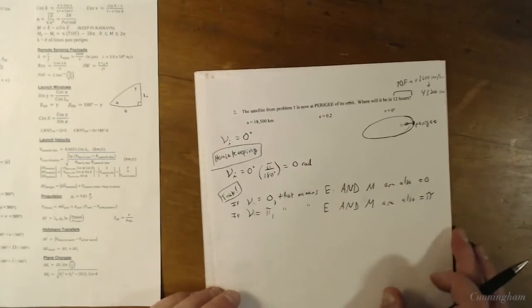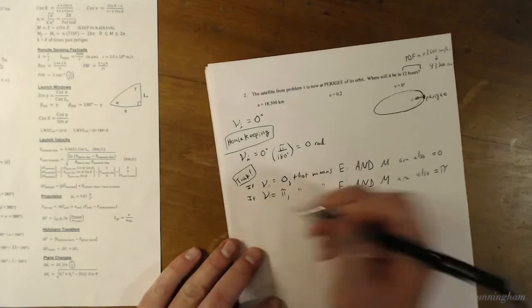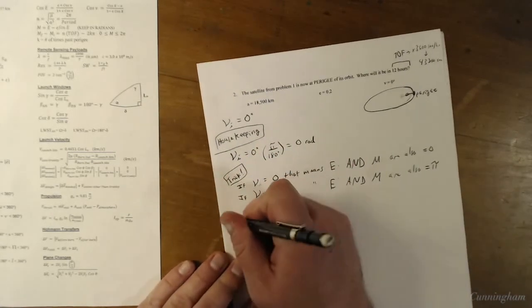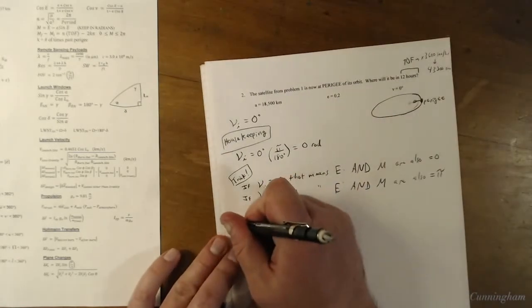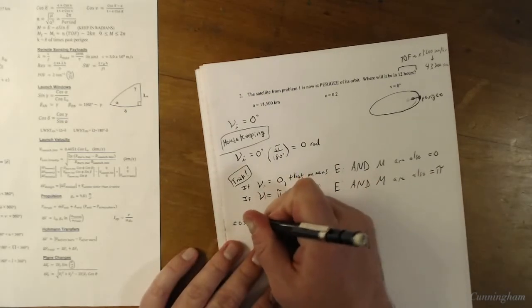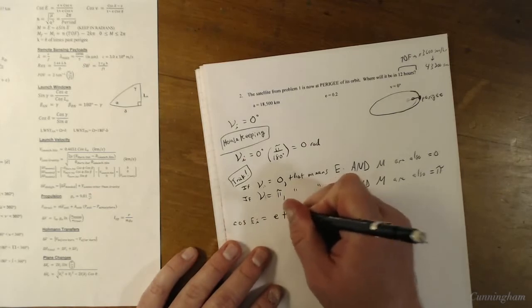Okay. So I don't want you to take that for granted. I want to prove it. So let's see here. Let's use our cosine of eccentric anomaly initial. Let's find it. Let's prove ourselves this trick really works.